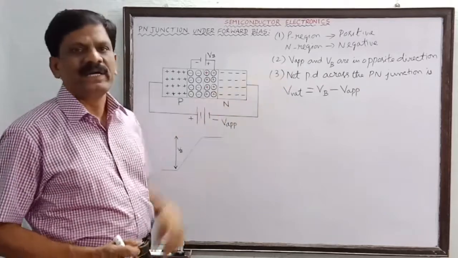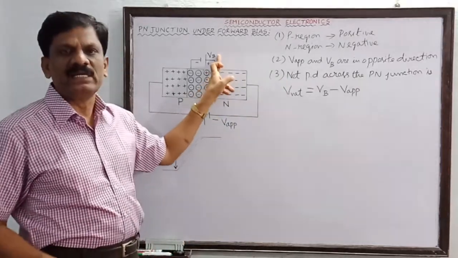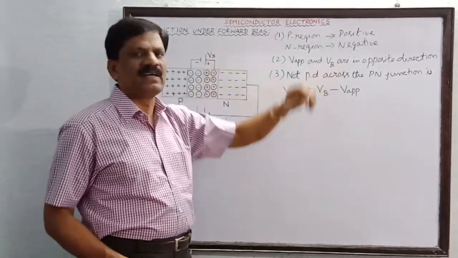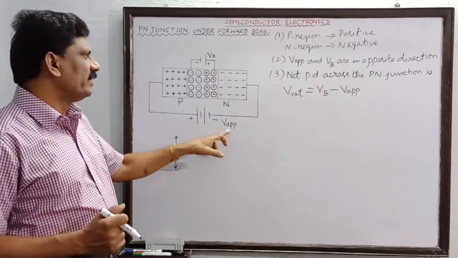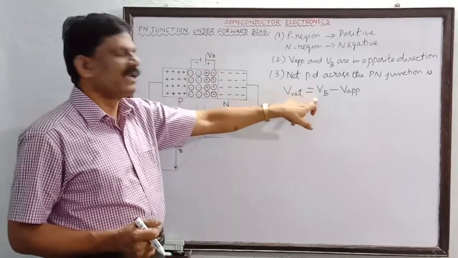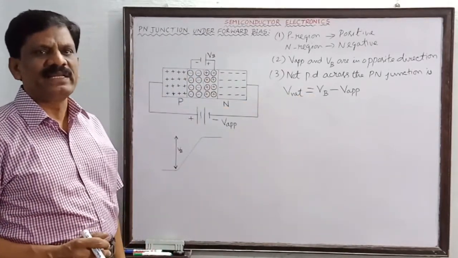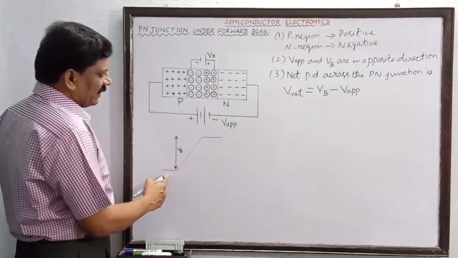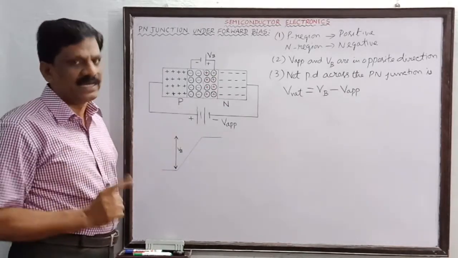And what is the second point? The applied voltage and the barrier potential are oppositely directed. As a result, the net potential difference across the junction is the difference in the voltages between V applied and VB. Okay students, I have written like that. Now, the graphical representation of the barrier potential. You see that this is the graphical representation of the barrier potential for an unbiased diode.